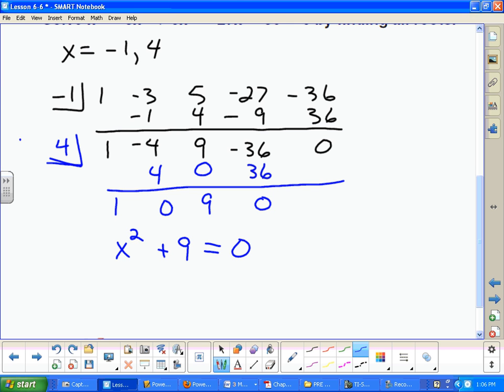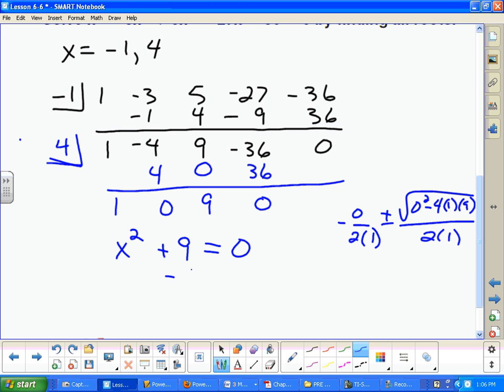Now, could I still do the quadratic formula here? Yes, I could. The only thing is b would be 0. Okay, so that means you don't have any first term. So I could do negative 0 over 2 times 1 plus or minus the square root of 0 squared minus 4 times 1 times 9, divided by 2 times 1. Okay? I could set it up like that and do the quadratic formula. But it's a whole lot easier just doing this.